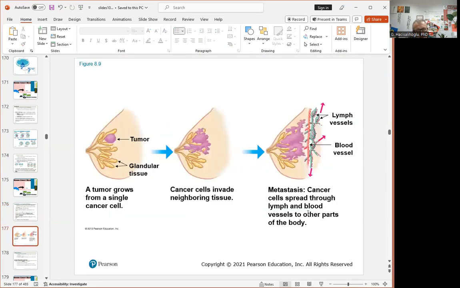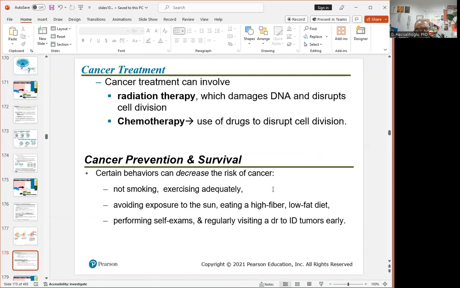So malignant is the bad tumor. That's explained here in this picture, a typical breast cancer situation. You can see the early stage and then the late stage with metastasizing happening. There are some existing cancer treatments, like radiation therapy or chemo, which are common treatments.